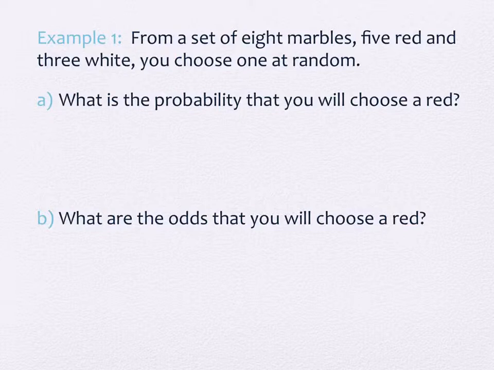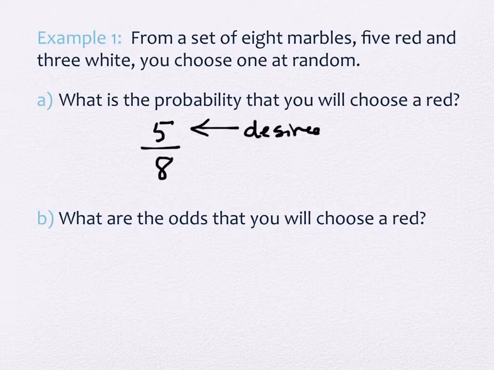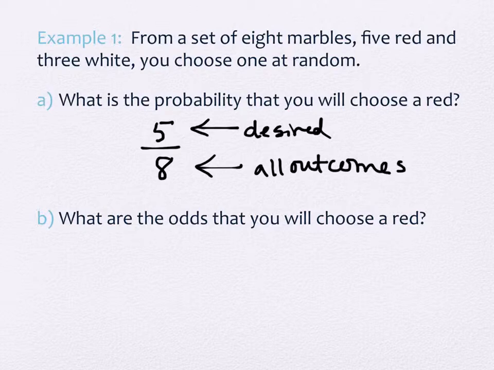So the first question is something we've already done. What is the probability that we're going to choose a red marble? 5 out of, what was it? 8. Good. Okay, so probability is writing this as the desired outcomes out of all outcomes, right? Odds is also a comparison, but it's a comparison between desired outcomes and not desired outcomes. So when we're writing odds, we write the 5 still on top, but on the bottom we write the number of outcomes that are not what we want, and that's 3 in this case.